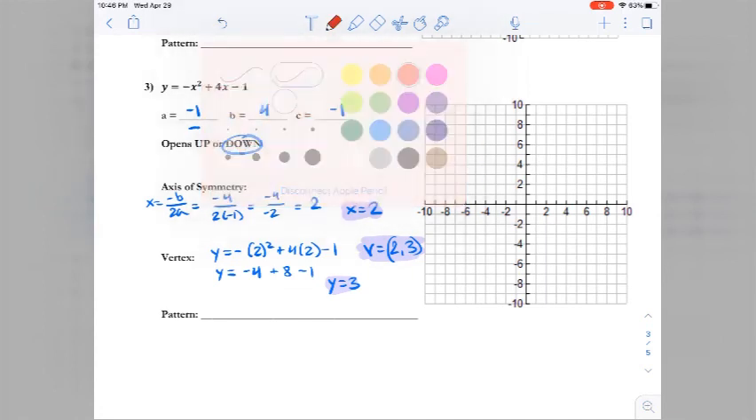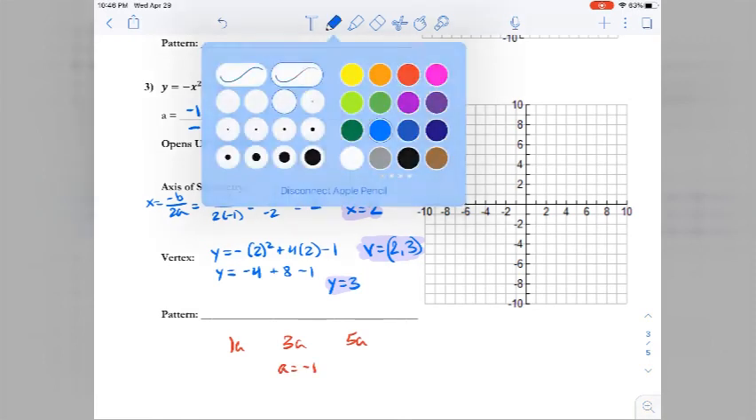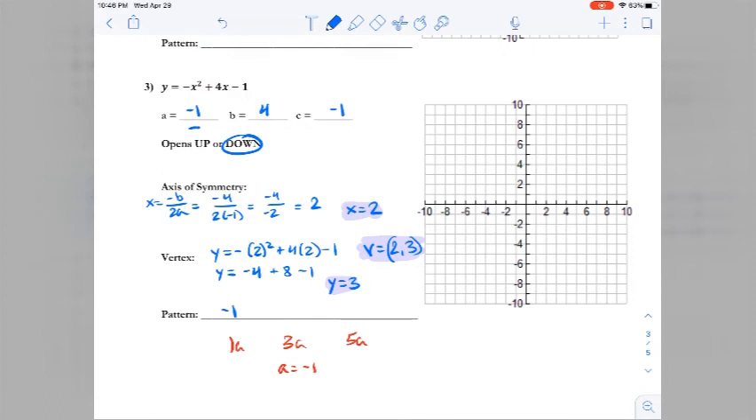Again, we're going to use our 1a, 3a, 5a method to graph, but this time our a is equal to negative 1. So 1 times negative 1 would be negative 1, 3 times negative 1 is negative 3, and 5 times negative 1 is negative 5.